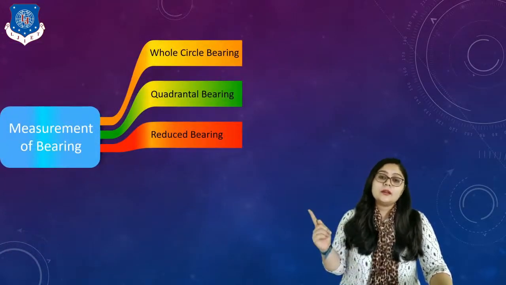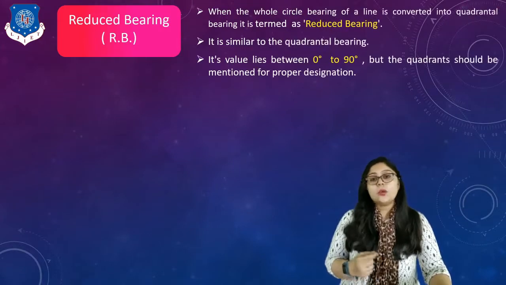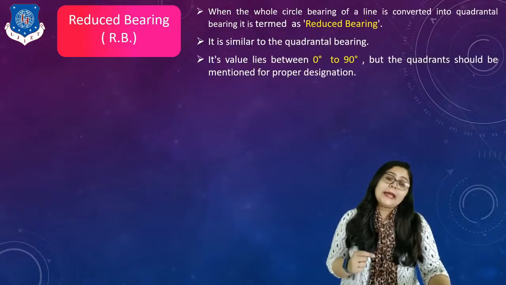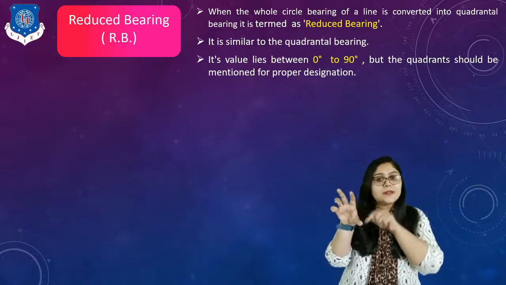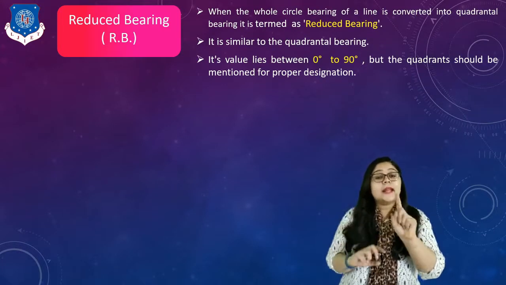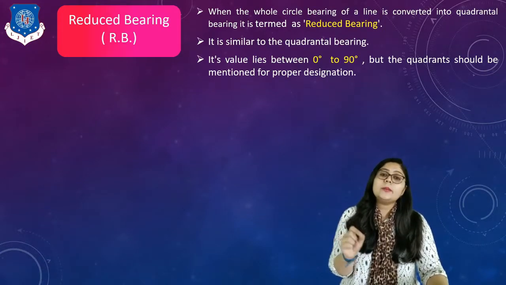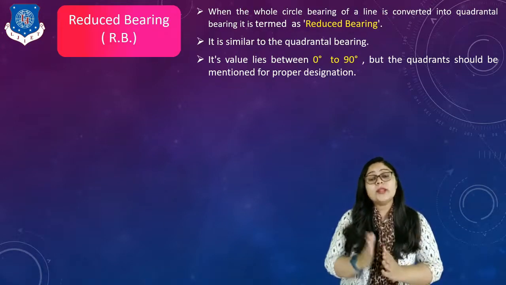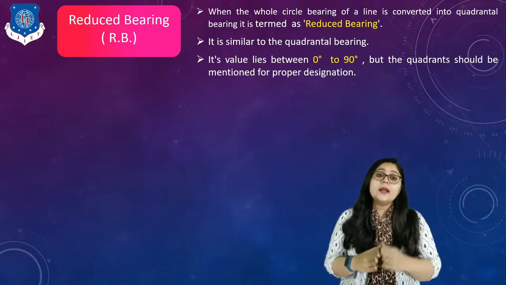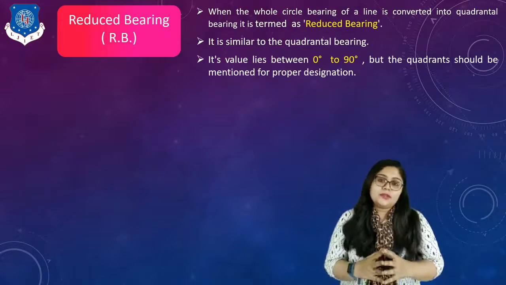Now let's go to the last one, which is reduced bearing. So now what is a reduced bearing? Generally, when the whole circle bearing of a line is converted into a quadrantal bearing, it means a circle is divided into quadrants, right? That term is known as the reduced bearing. So I can say it is quite similar to the quadrantal bearing because its value also lies between 0 to 90 degree, as the quadrant should be mentioned for proper designation, right?